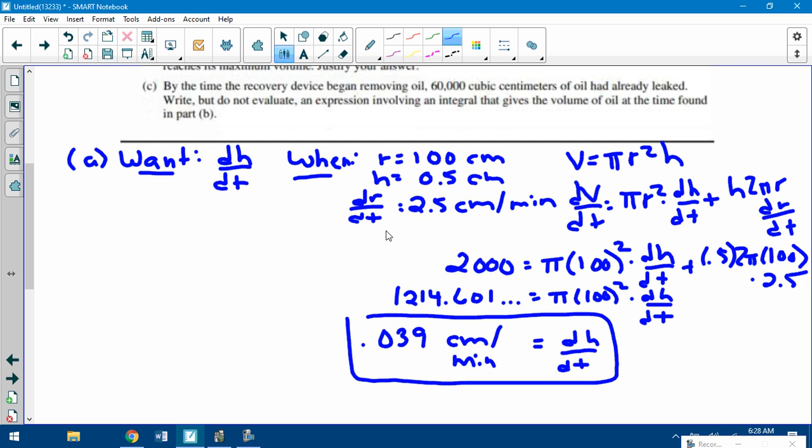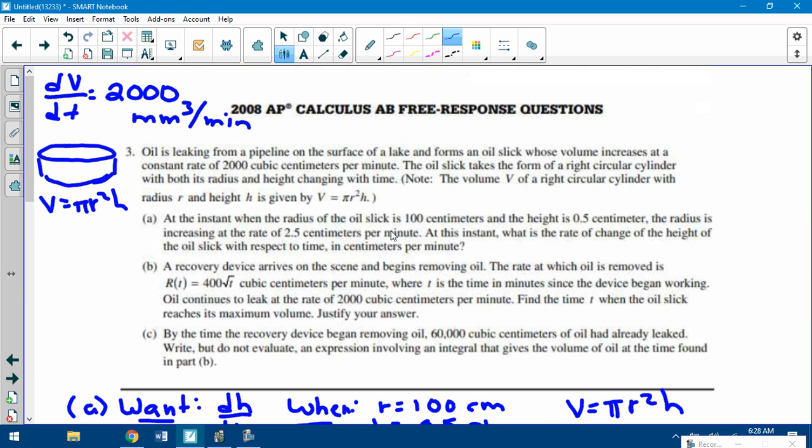Okay, so that's part A, classic related rates. And I just looked at it. This is cubic centimeters. I think I messed that up. That was centimeters. Still, my last question was millimeters.